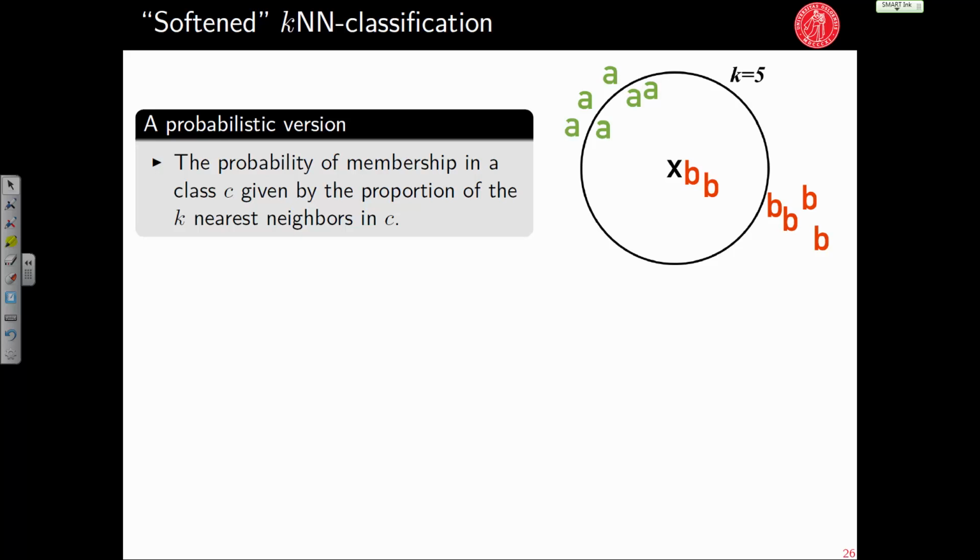We can take k and n classification a step further by introducing a probabilistic version of the algorithm. So again, this is our A and B classes.